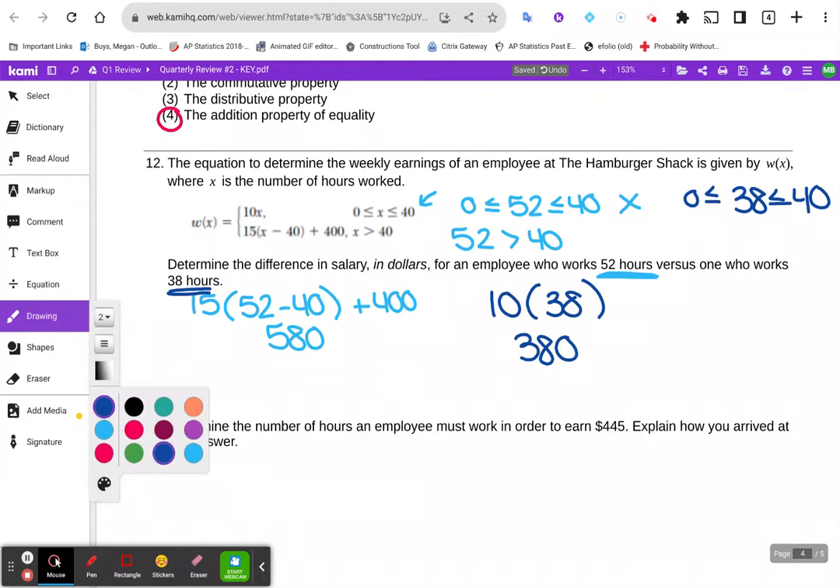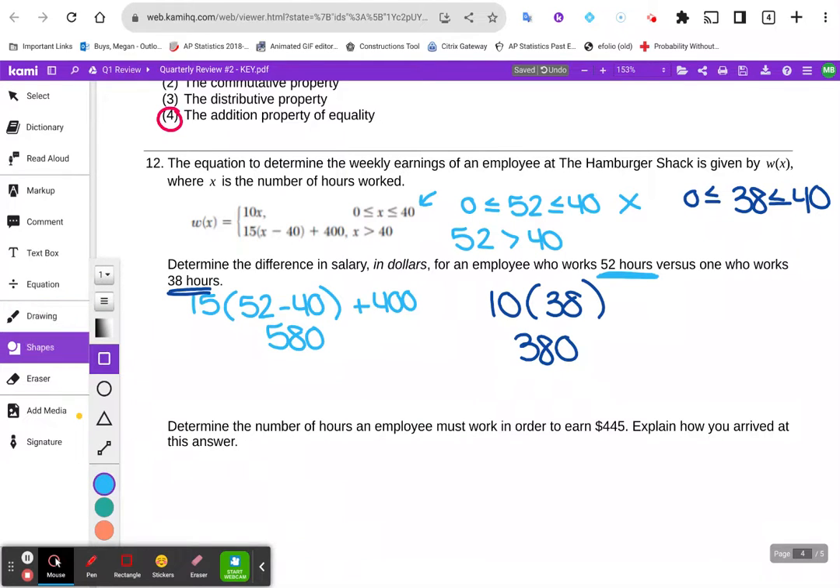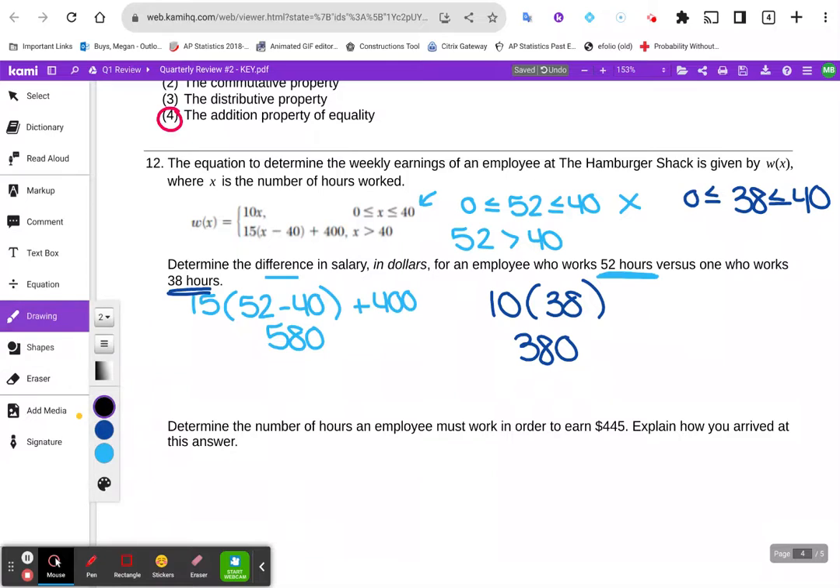My last part here says that I want to find the difference. So remember, when we're talking about a difference, we're subtracting 580 minus 380. So we are talking about a $200 difference. Okay, that's how we go about that first part.